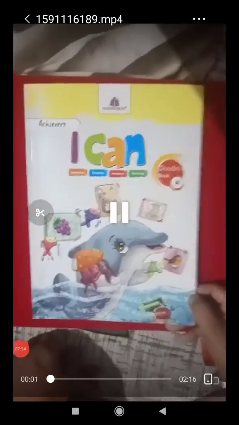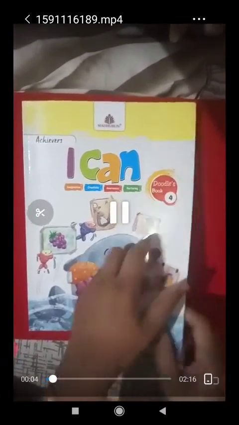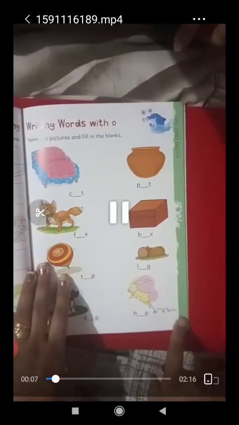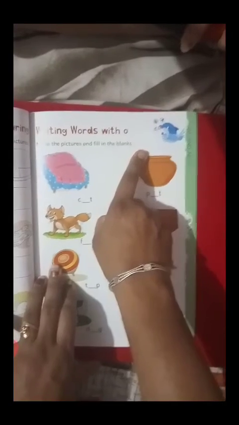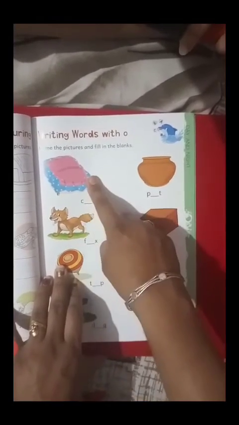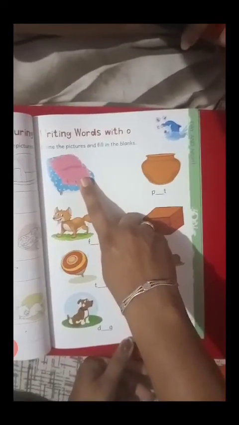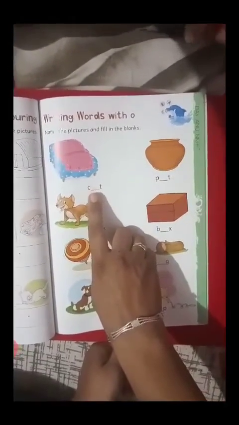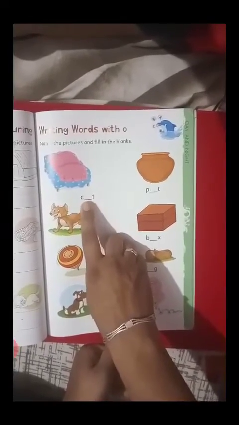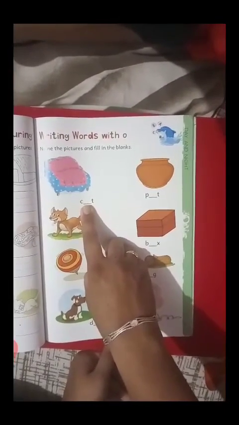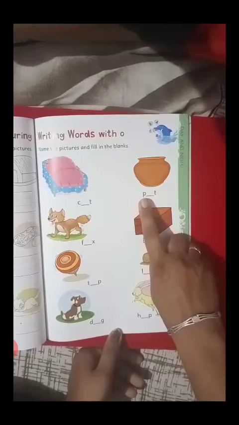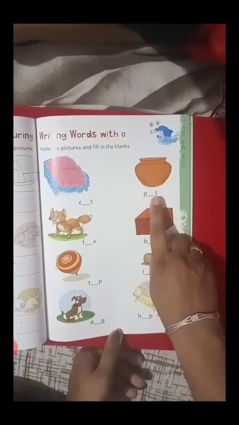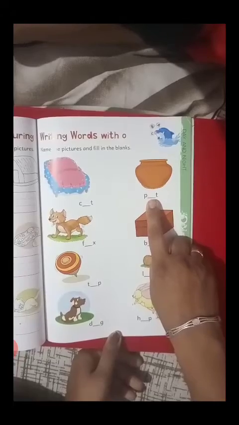Now students, open your book I Can Achiever 4. Open page number 63. Here, students, you will name the picture and fill in the blanks. First picture is a picture of a cot. C-O-T, cot. So write here O. This is a picture of a pot. P-O-T, pot. O is the missing letter. So write here O.